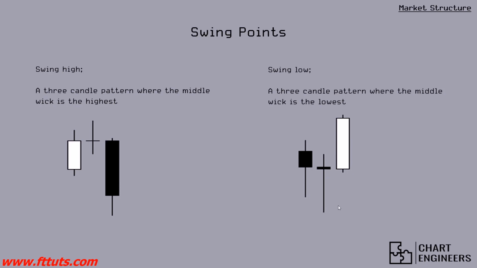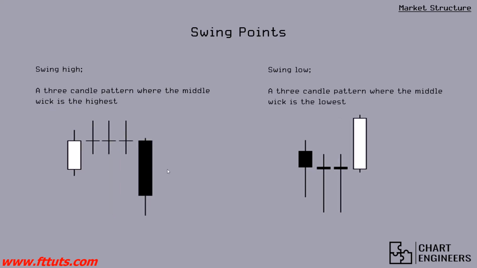Also, just to note down, whether the candle is bullish or bearish doesn't matter. As long as the second wick is the highest or the lowest, we will have a swing high or a swing low. And again, the length of the wicks also doesn't matter. As you can see, these wicks here are much longer than these wicks here. However, the middle wick is still a swing high and a swing low.